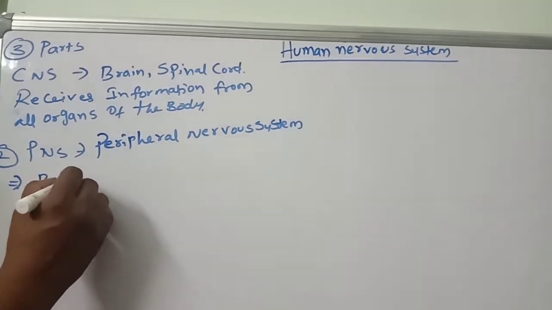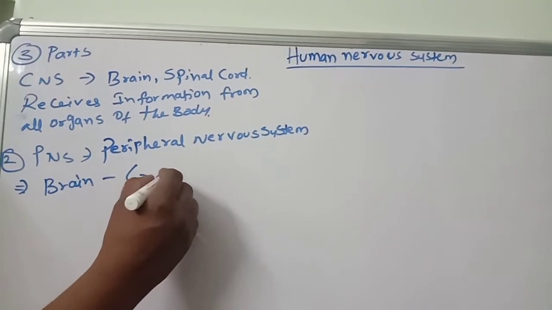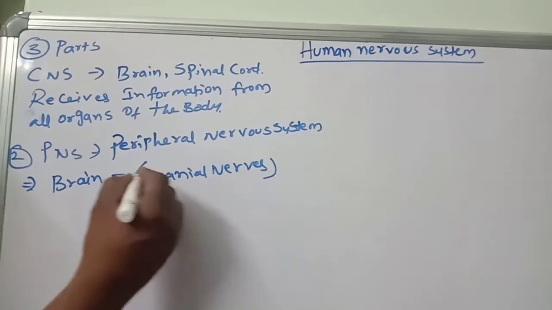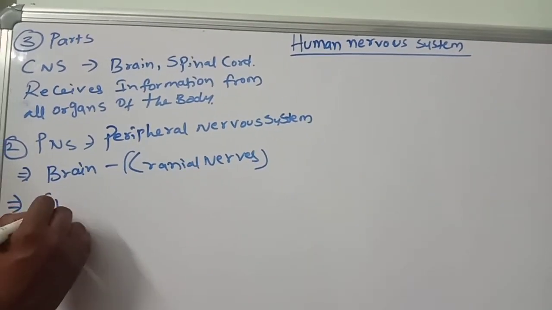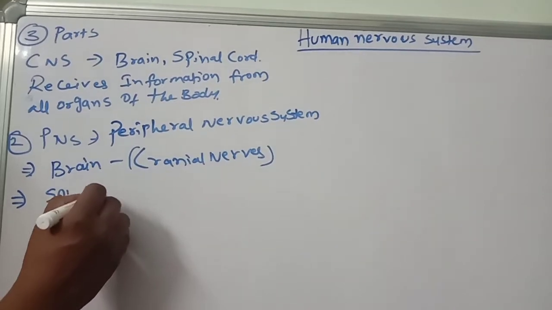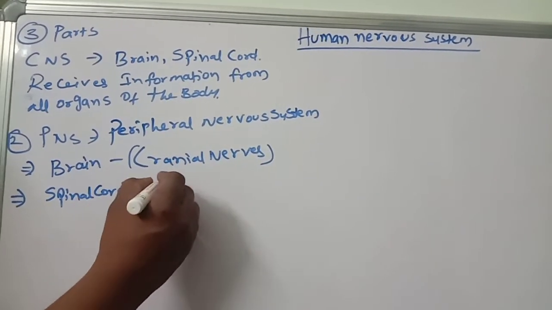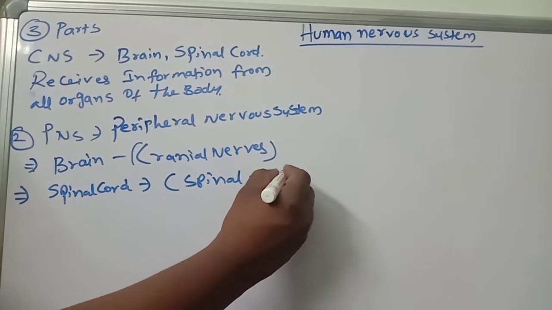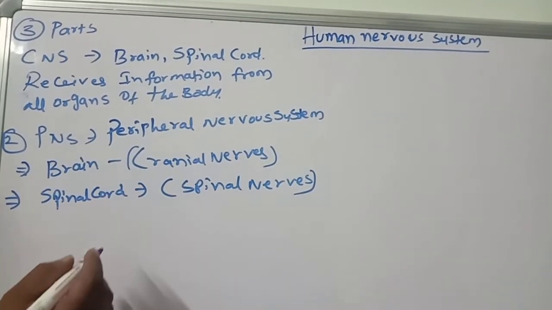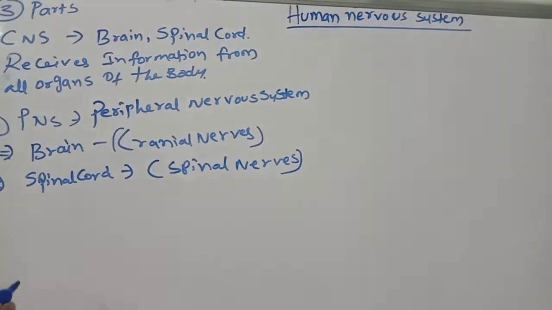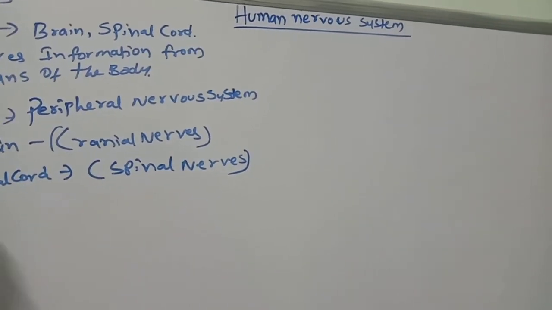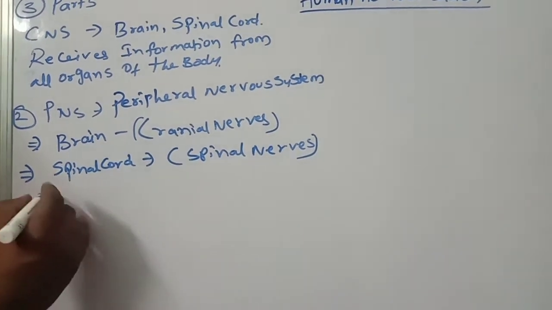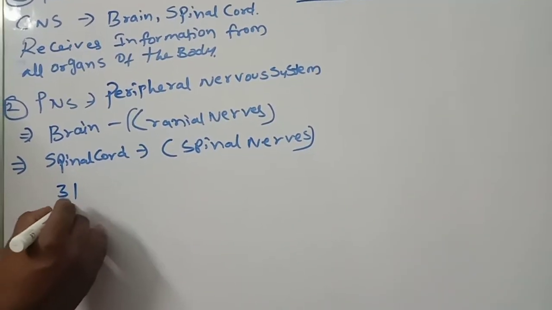The nerves which come from the brain are called cranial nerves. And those which come out from the spinal cord are called, the name itself has the answer, spinal nerves. Cranial nerves and spinal nerves together are called the peripheral nervous system. Total how many? 31 plus 12.